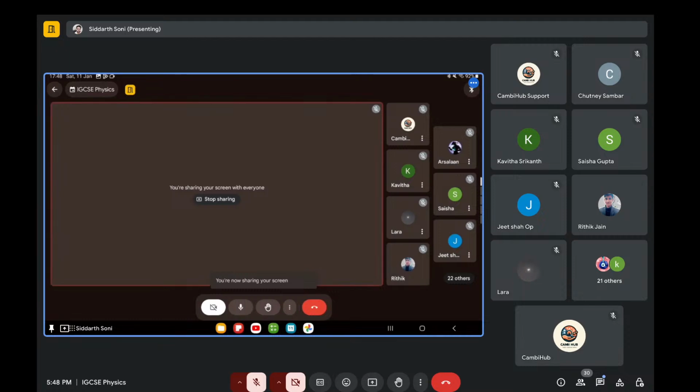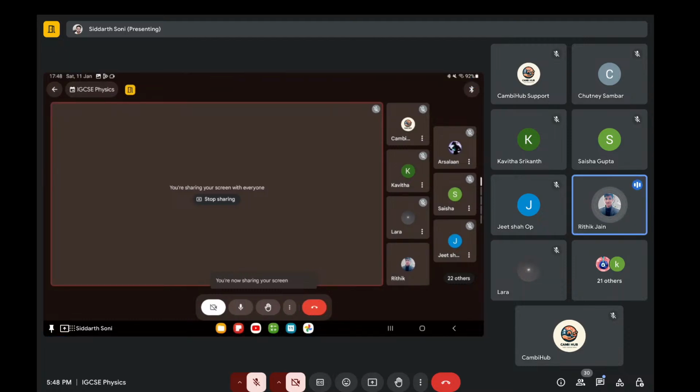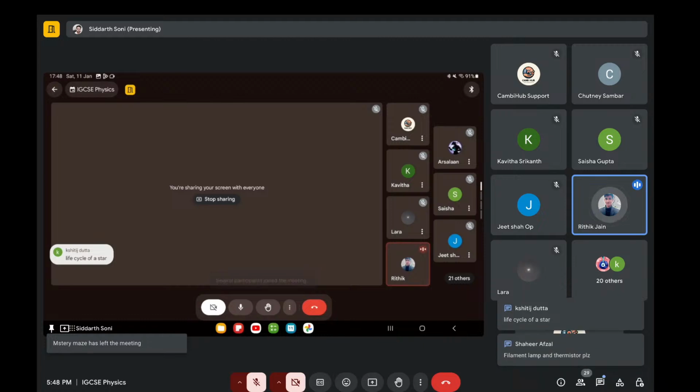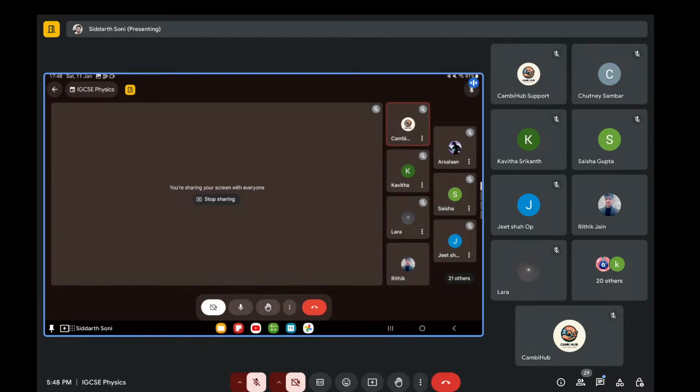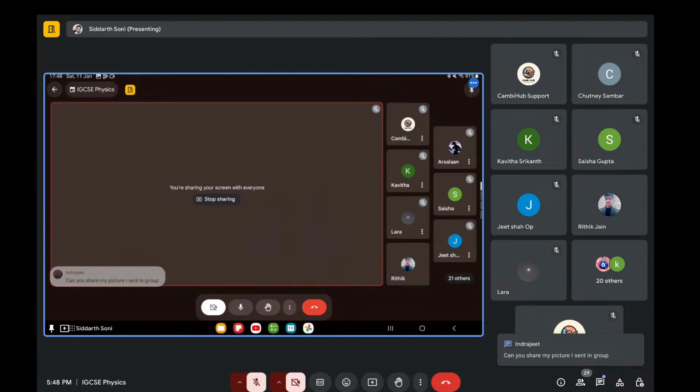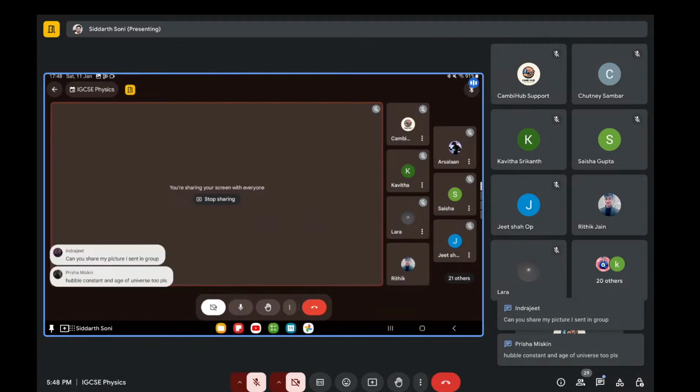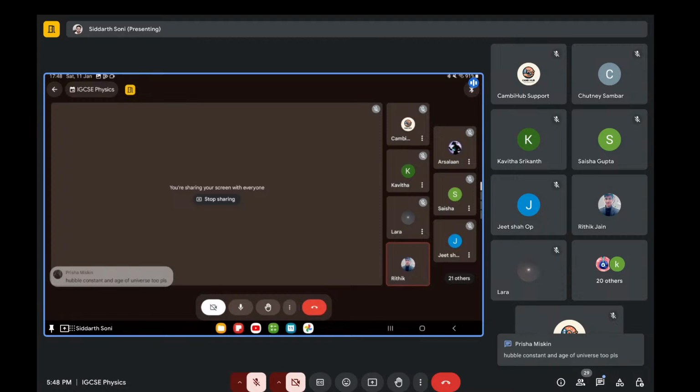Anything else? We can pick something from the chat. I think many people had doubts in left and right hand rule. See, like I told you, Ritik, it would be slightly difficult for me to teach the left and right hand rule on the board. Can I just record a video for you all and share it? Because that would be much better. I'm so sorry for it. All right, no issues.